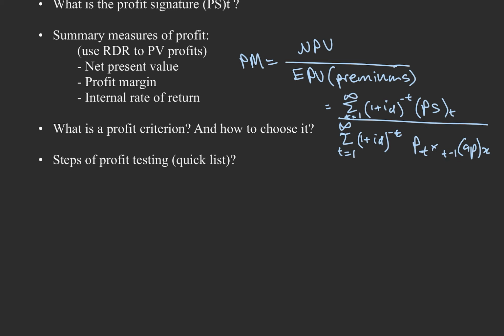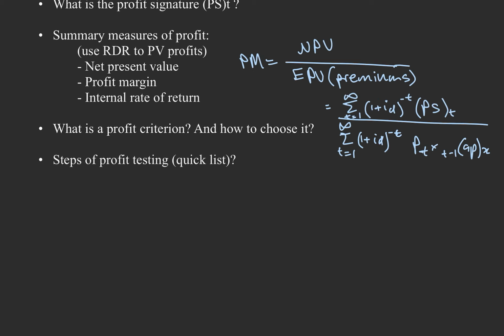So this is the profit margin then. And this will often stand at the end of a profit testing calculation. We might have to tabulate a lot of values, calculate the profit vector, then go from profit vector to profit signature. And then we have to calculate the net present value from the profit signature and the expected present value of premiums, and then put those together to get our profit margin. And then we might have to have a comment about that or something. And remember, the profit margin is expressed as a percentage. Okay, so if the number that you get out is 0.8, then you say profit margin 80%.